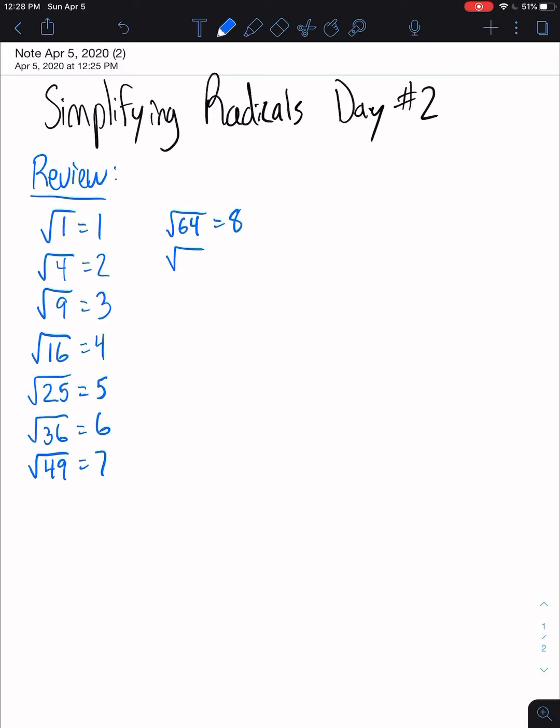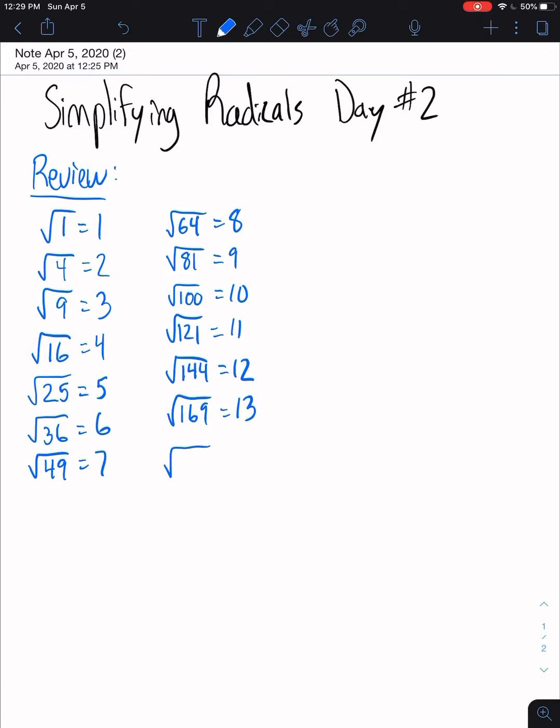The square root of 81 is 9. The square root of 100 is 10. The square root of 121 is 11. The square root of 144 is 12. Okay, the square root of 169 is 13. The square root of 196 is 14. And the square root of 225 is 15.